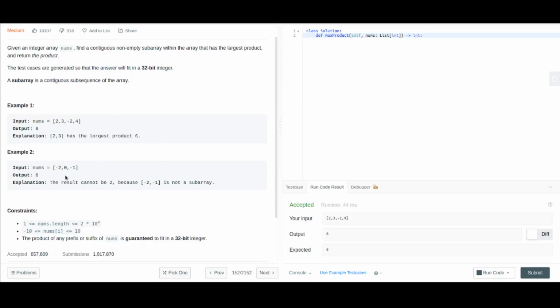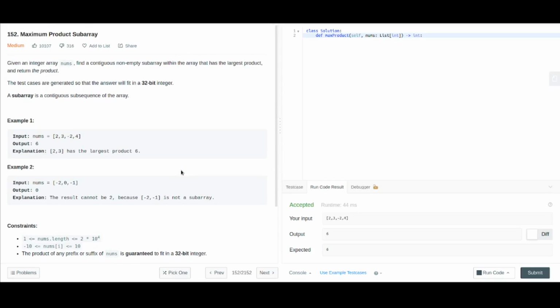Example 2, we have -2, 0, and -1. These two numbers are negatives, so we simply return 0 as if multiplied by any of those numbers, it'll simply return a 0, or if we take these two numbers, it'll be a negative number, which is less than 0. Hence, we return 0.